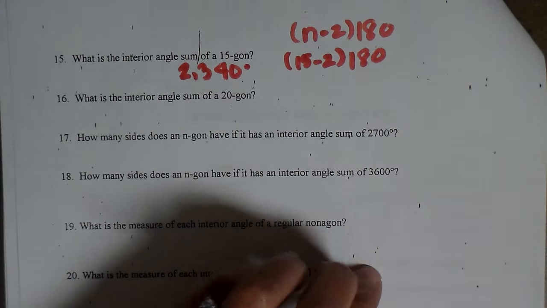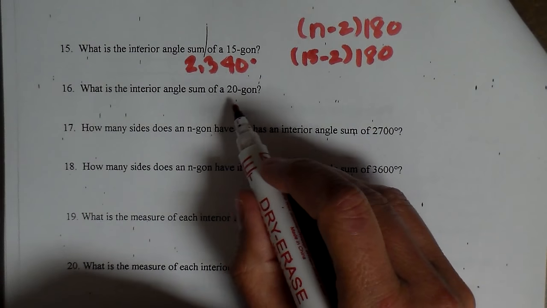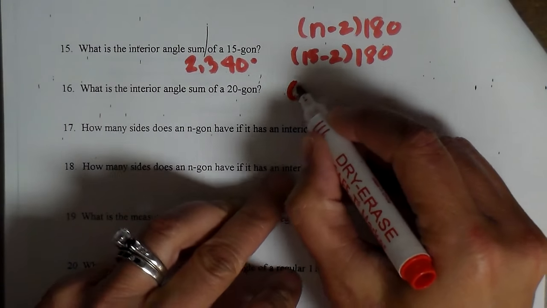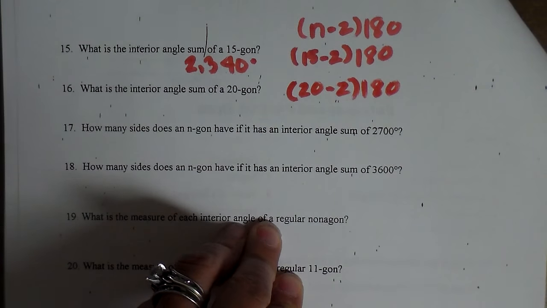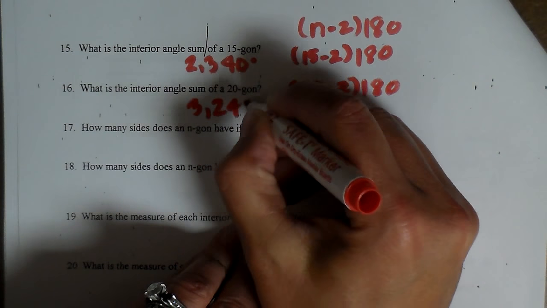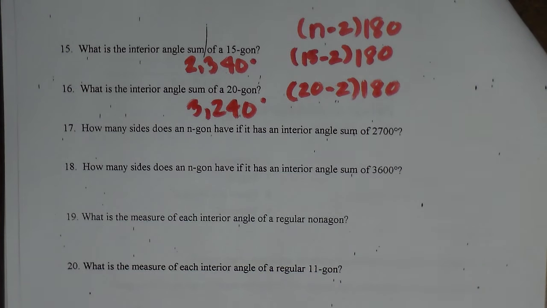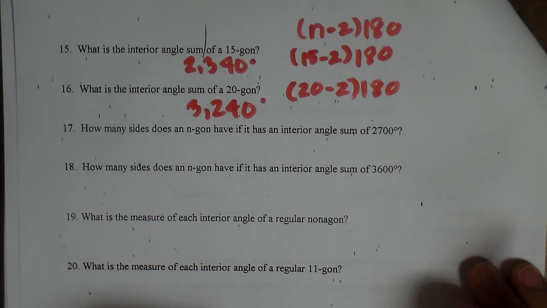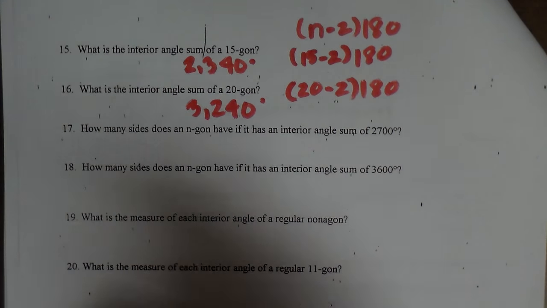Number 16 would be the same way, except you would do the interior angle sum of a 20-gon. You would do 20 minus 2 times 180. So I have 18 times 180 degrees, which would be 3,240 degrees. That's how you find the interior angle sum of a polygon given the number of sides the polygon has.